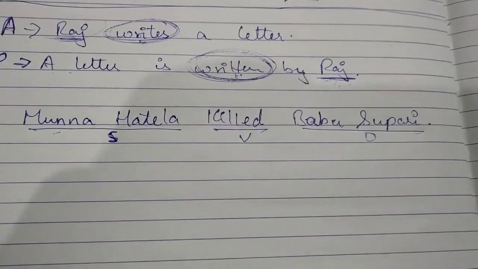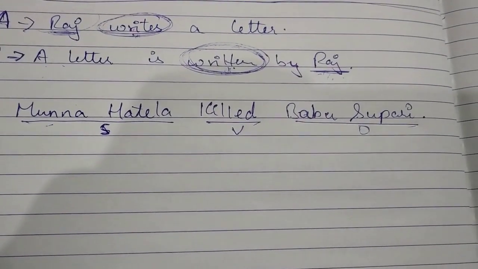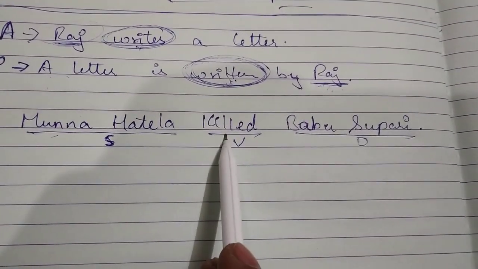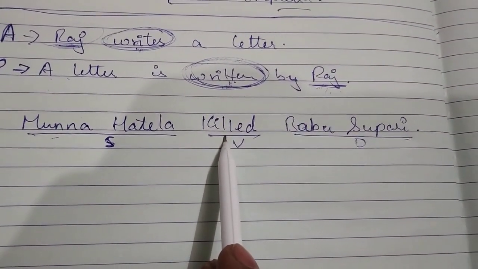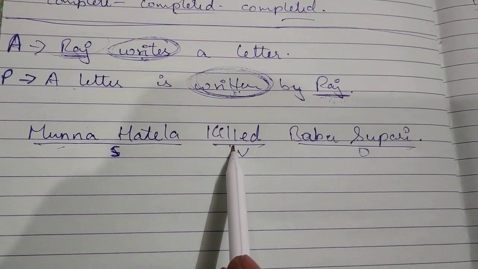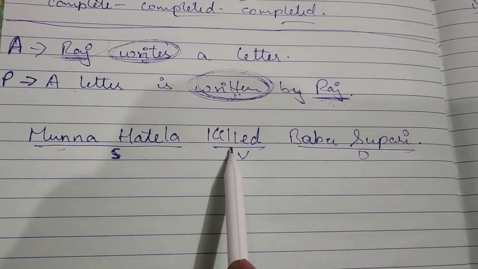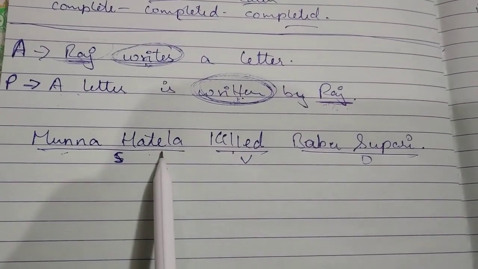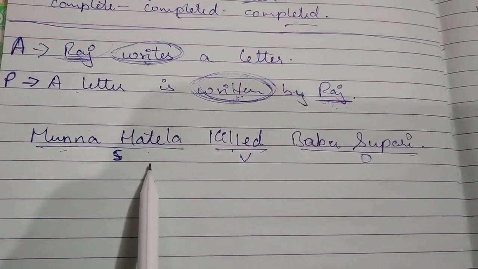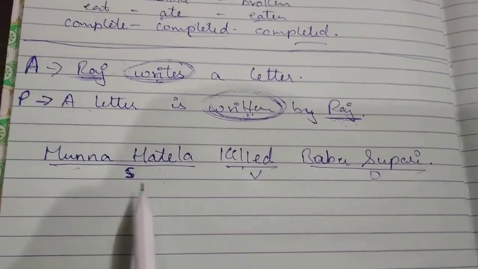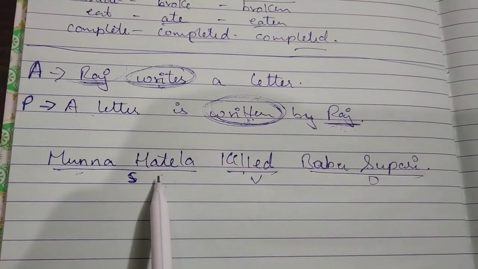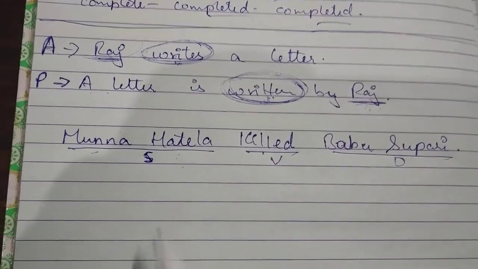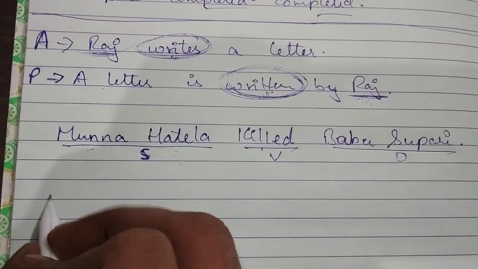Okay. Now how do you have to identify whether it is active voice or passive voice? So see the verb. Which is the verb? Killed. Who is killing? So Munna Hatela killed Babu Supari. So who is killing? Munna Hatela. So the performer of the action is coming at the beginning of the sentence, so it is active voice. Understood? If the performer is coming at the beginning of the sentence, then it is active voice. Now see here, another example.